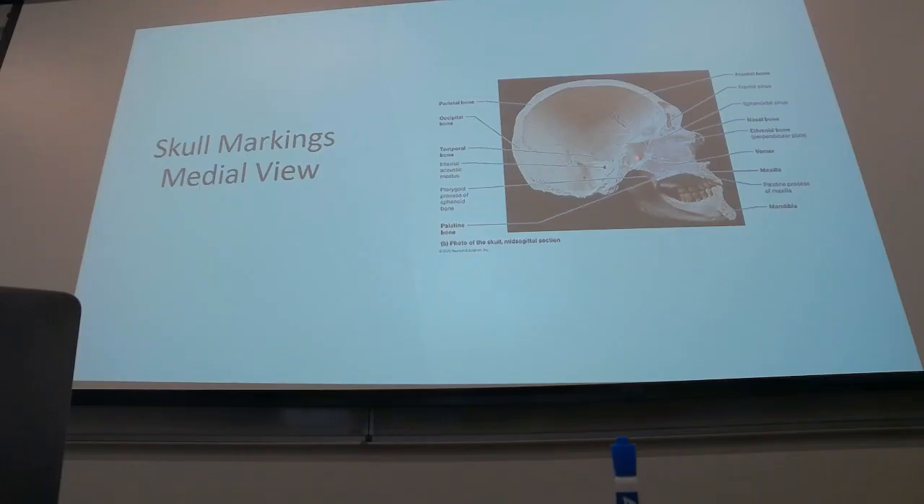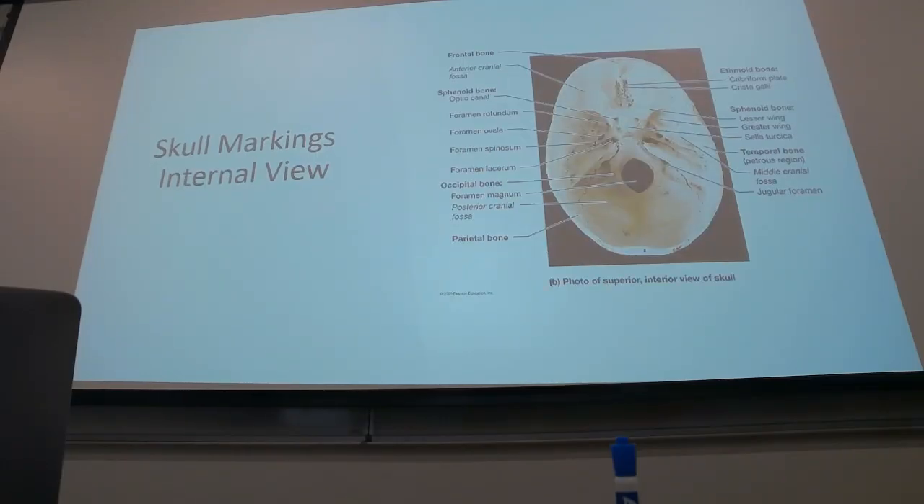This is the pterygoid process of the sphenoid. The internal view of the skull, looking from top, superiorly. You can see again the fossae. This is the anterior cranial fossa, middle cranial fossa, posterior cranial fossa. Foramen magnum, here, part of the occipital bone. Here are the hypoglossal canals. Then here is the jugular foramen, part of the temporal. Here is the internal acoustic meatus.